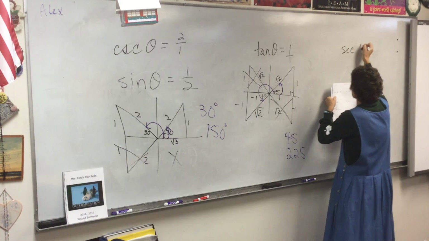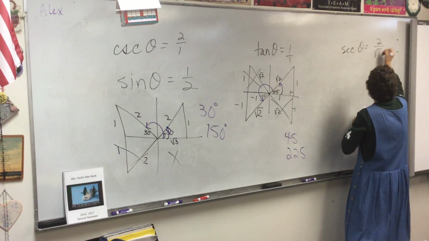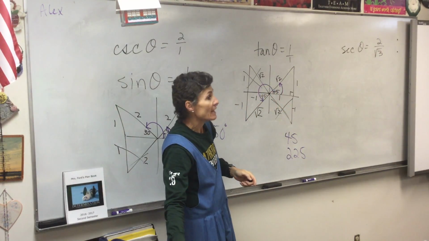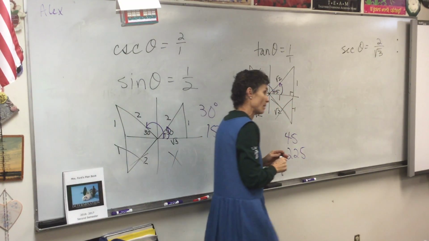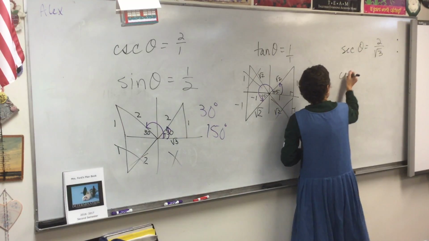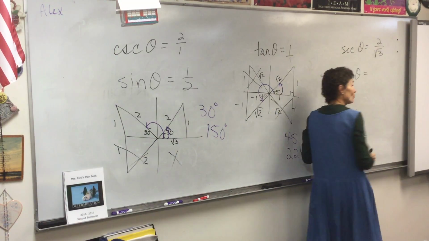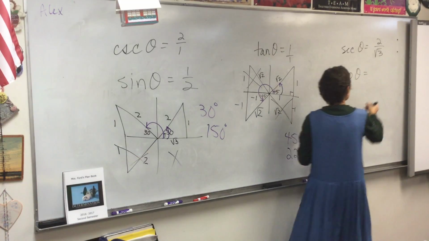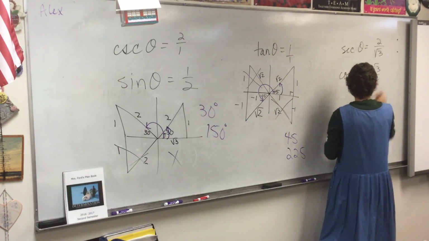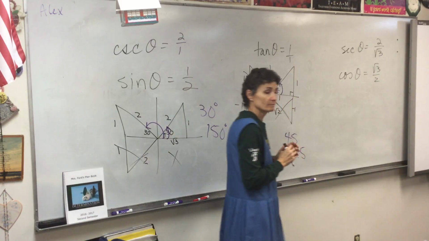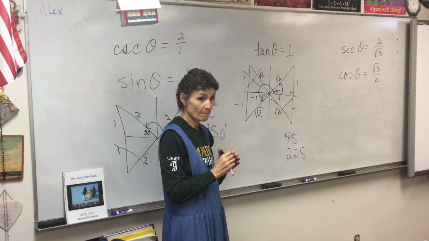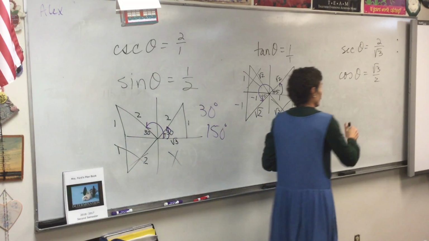The secant is 2 over root 3. Now, I'm going to leave it that way because I am not going to do a secant problem. I'm going to remember that if the secant is 2 over root 3, the cosine will be root 3 over 2. Yeah, this is what you said.